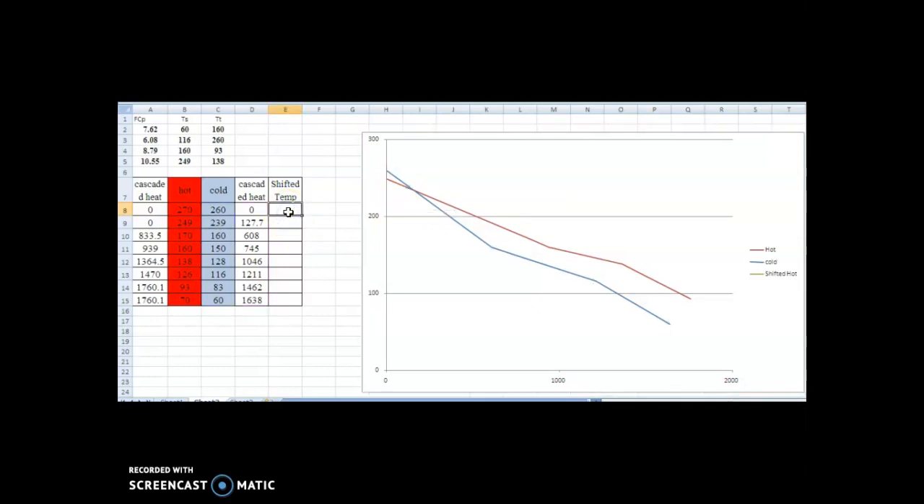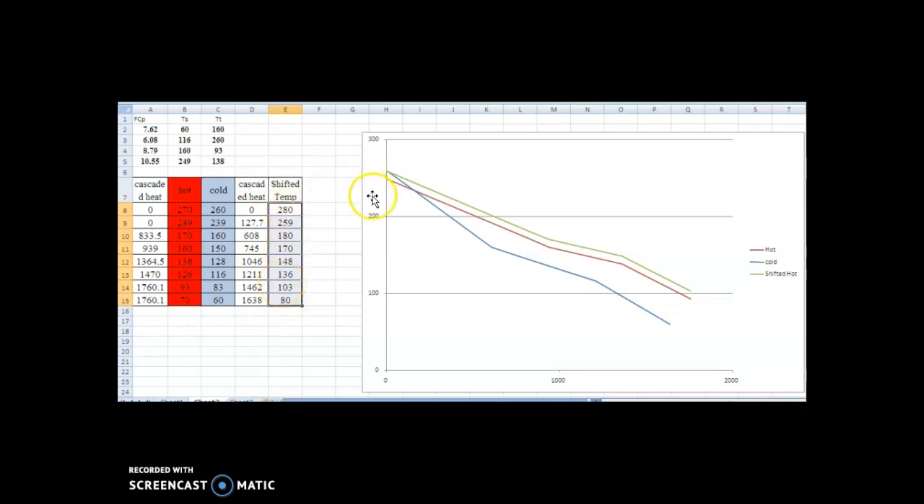So by adding this line, we are shifting this hot curve vertically by 10 degrees Celsius. If you are drawing manually, you can shift all this data of the hot curve vertically by 10 degrees Celsius, right? So it will give you this green color line, the shifted hot curve. That I've mentioned here, and its temperature is also mentioned here, shifted temperature, right?